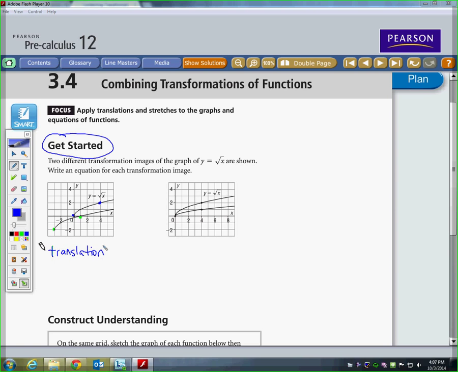In fact, maybe I should just put this out. If you've got a transformation, there are different types of transformation. So the first type of a transformation is a translation. What a translation is, is just moving up and down, or left and right.